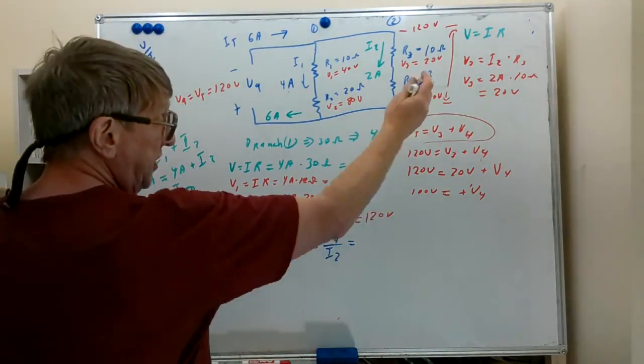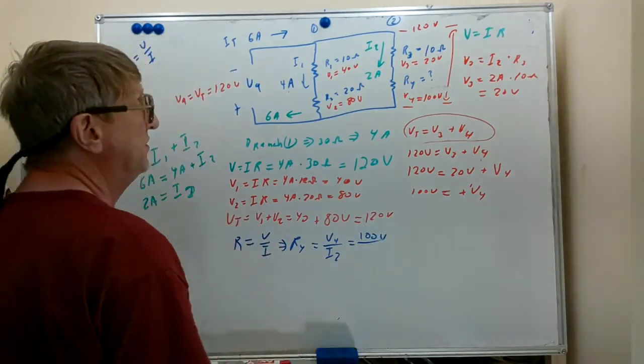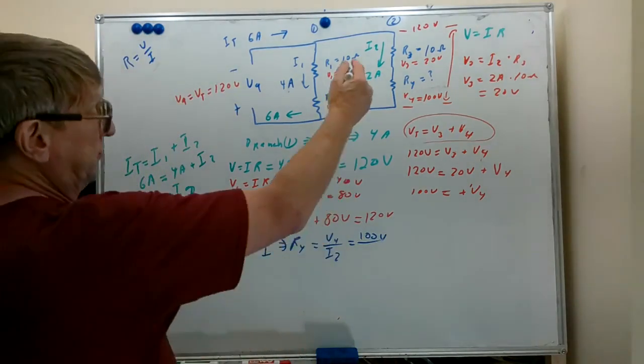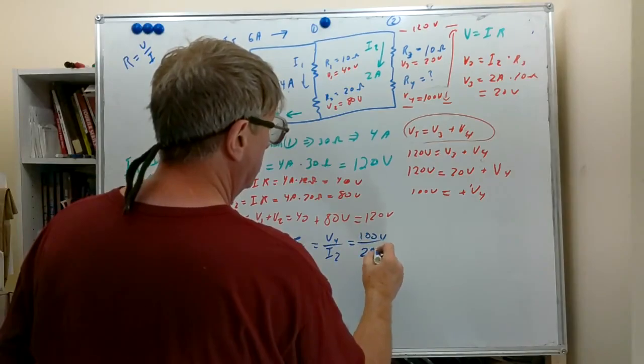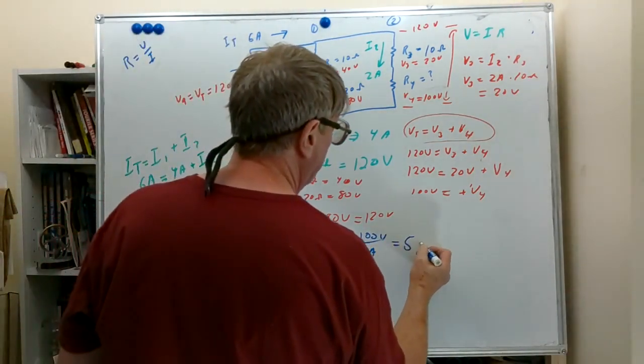So we can substitute our 100 volts that we calculated a little earlier. We'll divide that by I2, which is 2 amps. Well, 100 volts divided by 2 amps is 50 ohms.